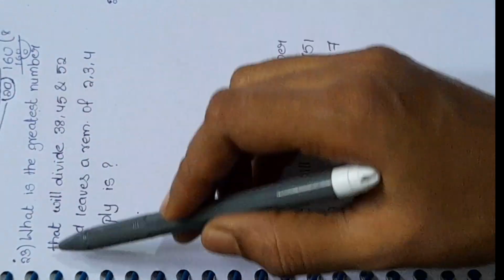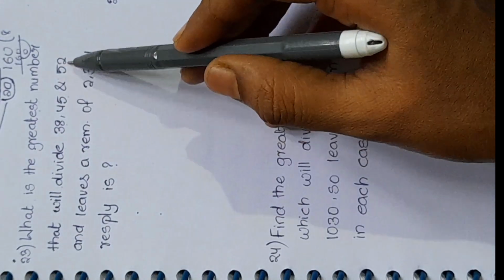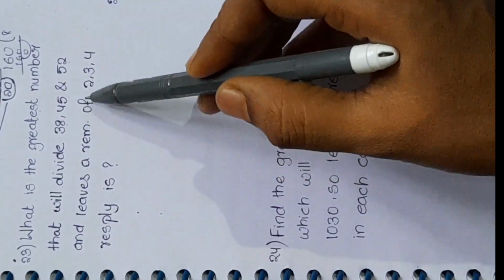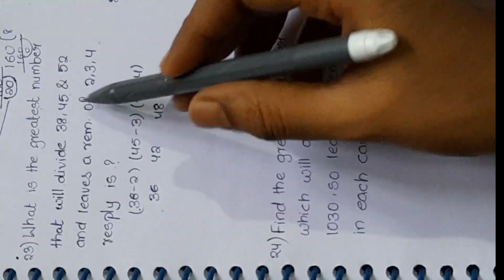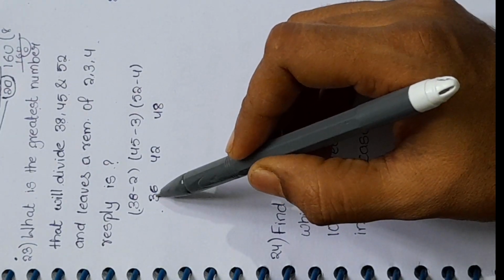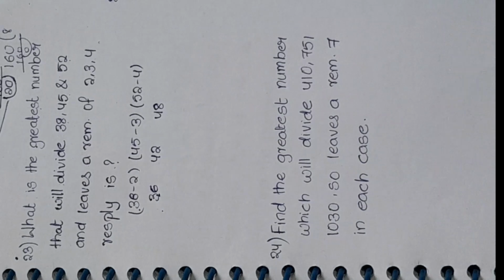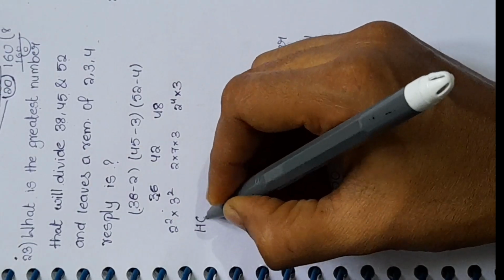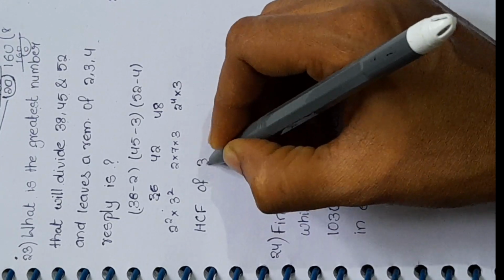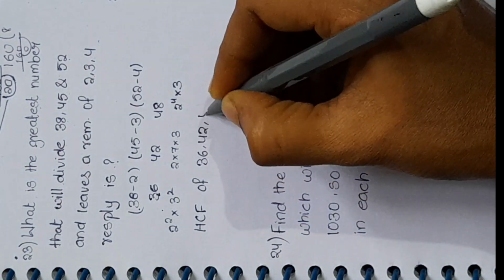What is the greatest number that will divide 38, 45 and 52 and leaves a remainder of 2, 3 and 4 respectively? We should subtract the remainders given and we should find the HCF of these: 36, 42 and 48. Now let us write the prime factors of these numbers. After writing the prime factors, now let us find the HCF of 36, 42 and 48.